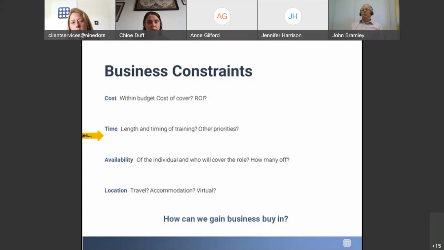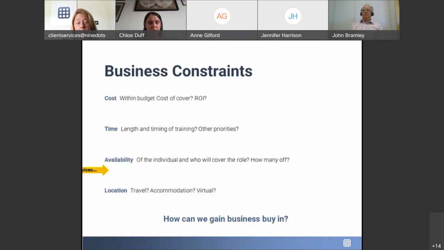So time as well is always one of the ones that pops up. So how long is the training? Is it an hour every week for a year? Is it a day? Is it a residential week's course? Who's paying for that? Okay. So the length and the timing. What are the other priorities going on at the same time? So what are the chances of it being pulled last minute?